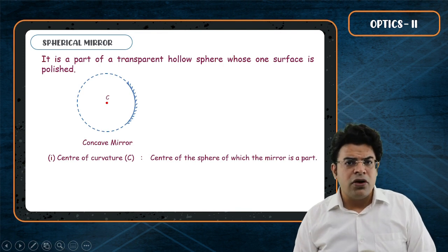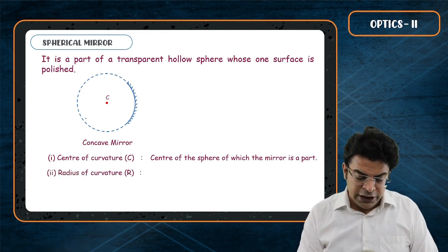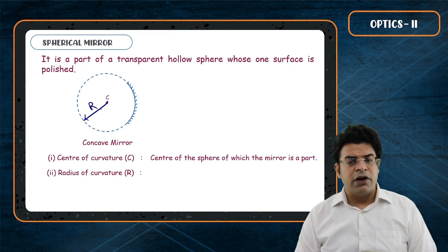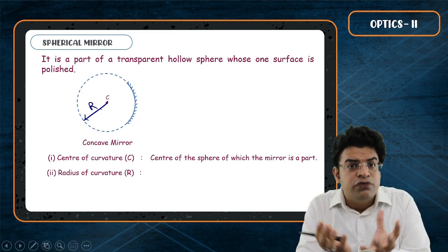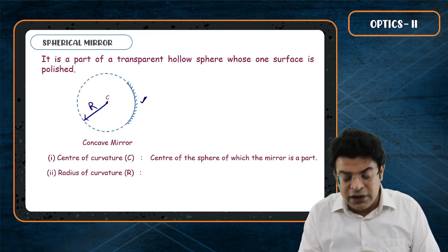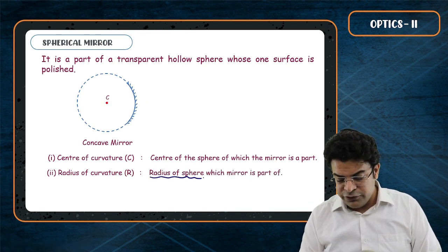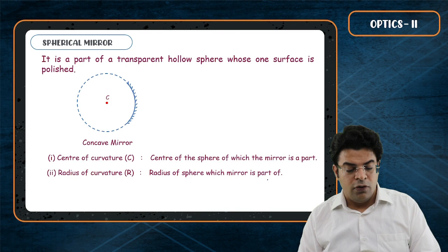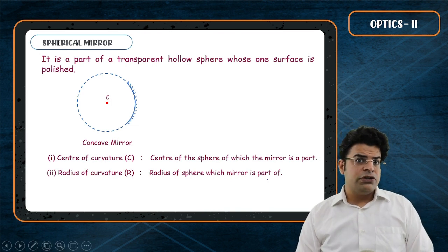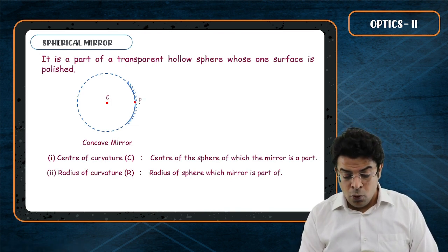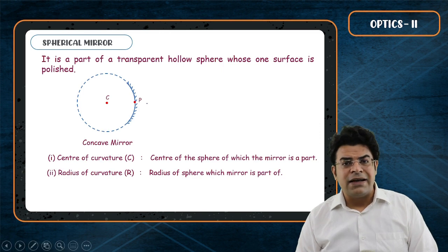So the center of the sphere of which the mirror is a part of. The second terminology we need to understand is called radius of curvature. Radius of curvature is simply the radius of the sphere from which you are cutting out this spherical mirror. So radius of sphere which mirror is a part of. The next terminology we need to understand is called pole. Now what exactly is pole?